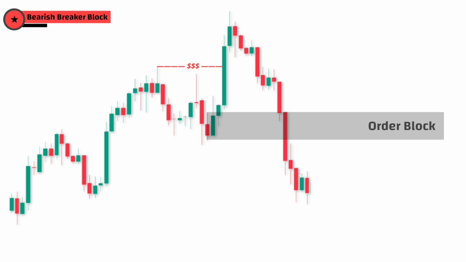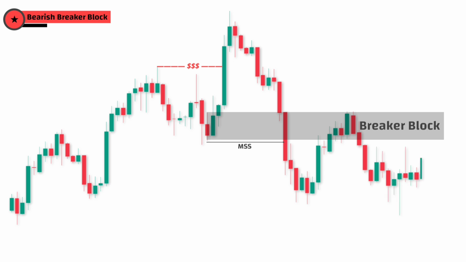Following the sweep, look for strong bearish displacement that breaks below the most recent higher low. This confirms a market structure shift to the downside. The bullish structure is no longer intact. The previously respected bullish order block has now failed. It becomes the bearish breaker block. When price retraces upward into that failed bullish order block, it often acts as resistance, providing a continuation entry aligned with the new bearish structure.